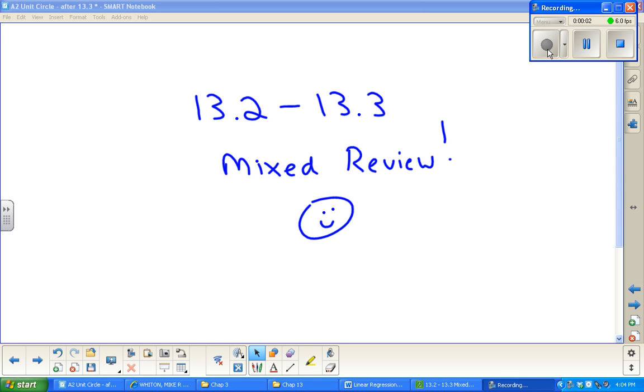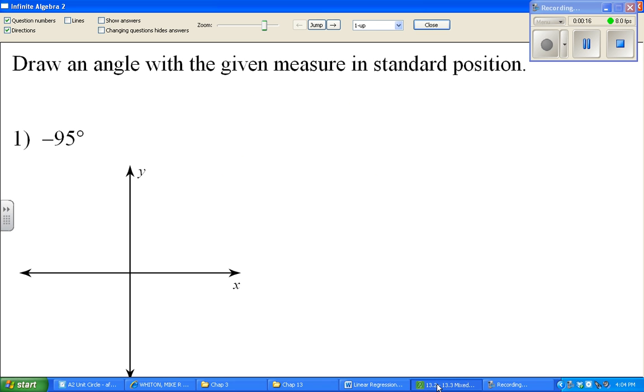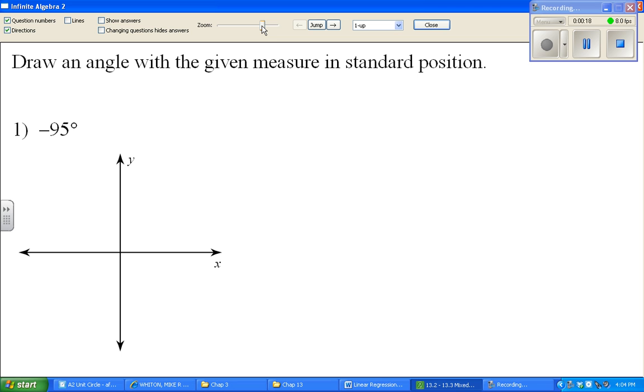Okay, let's take a look at this 13.2 through 3 mixed review from Algebra 2, so some problems that'll help us get ready for the test. Let's run through each of these real quick. The first few were just drawing an angle in standard position. So there's no trig value, there's no reference angle, nothing, just draw an angle.